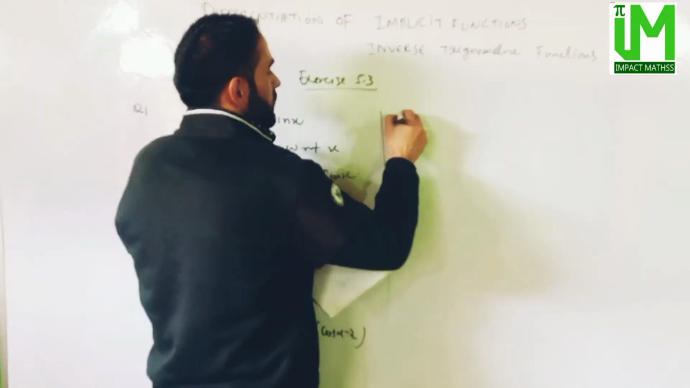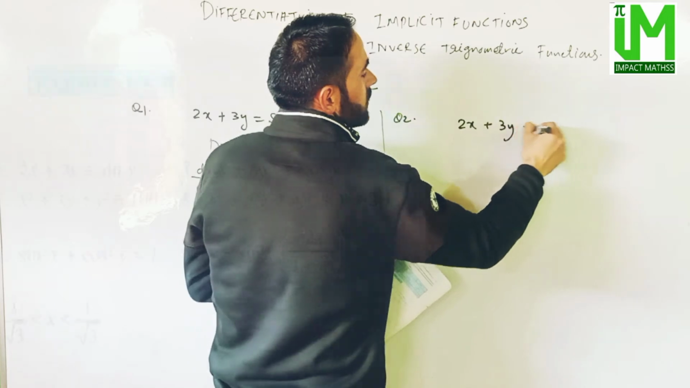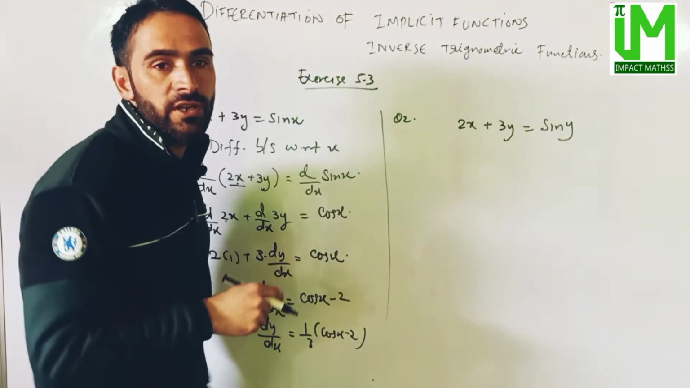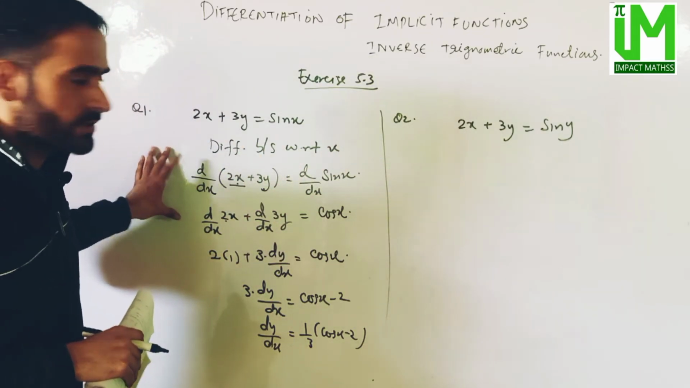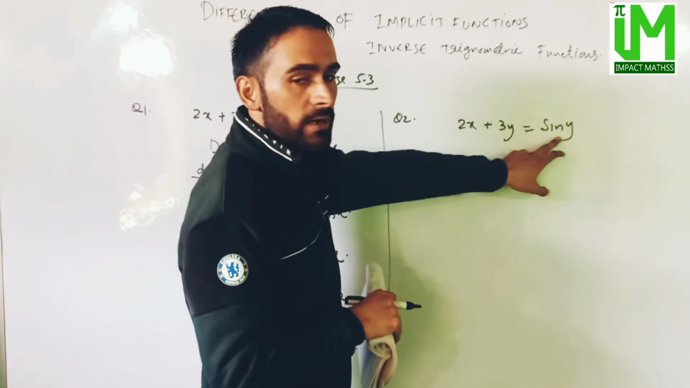ठीक है. So question number 2 देखिए जल्दी से. So it is 2x plus 3y is equal to sin y. Differentiating both sides. Again procedure है, differentiating both sides with respect to x. ठीक है. So differentiation of this side, d by dx of this side plus d by dx of this side.